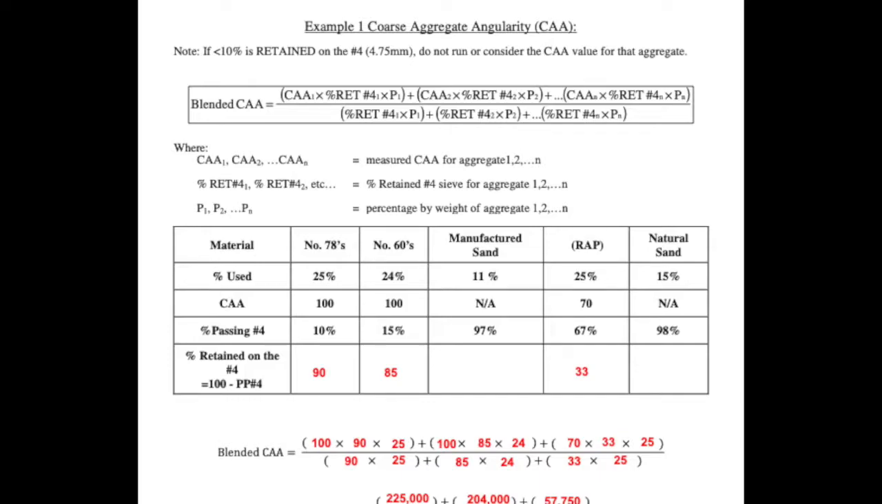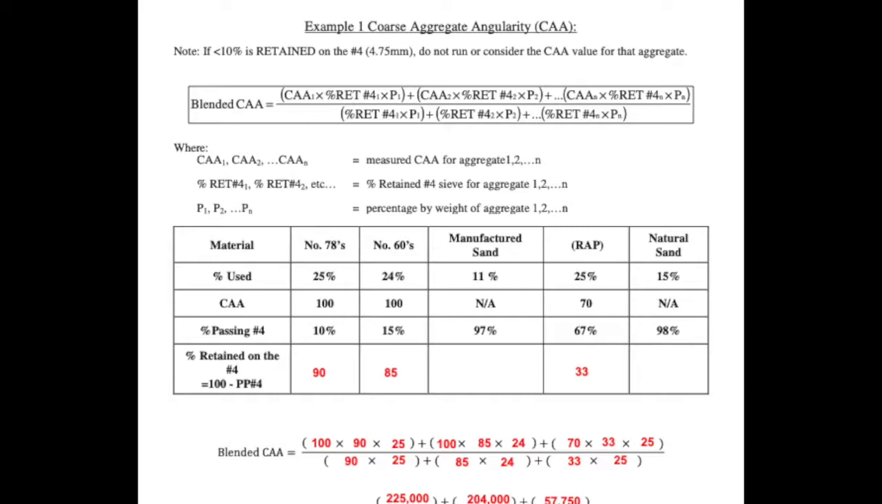The last portion is P1, P2, and so forth, and that is going to be the percent of that aggregate that is being put into this blend. So again, looking at the table in the middle of the page, you have your percent used, 25% on the 78s, 24% on the 60s, and 25% on the wrap. That is your P1, P2, P3, so forth.